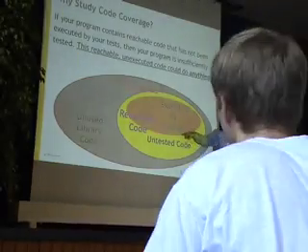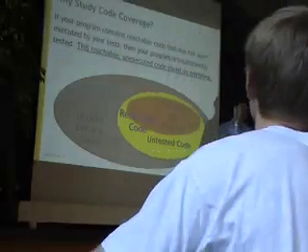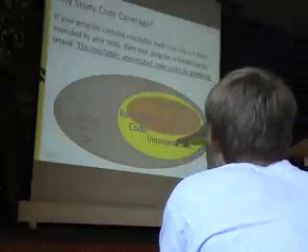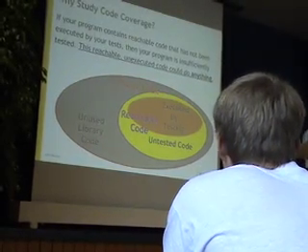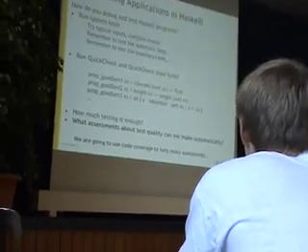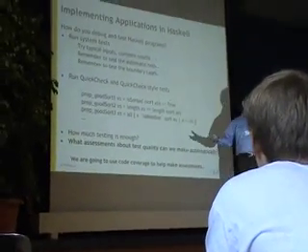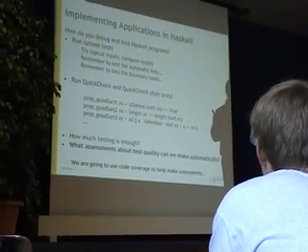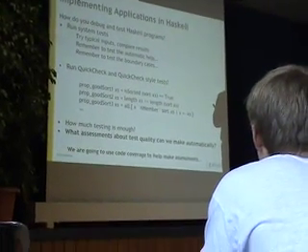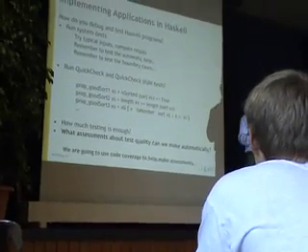And this talk is about trying to identify that yellow part and trying to see if there are changes we could make to shrink that yellow part or identify the problems inside there. So when you write an application in Haskell, there are basically two different approaches to testing it. This is actually not unique to Haskell. Any application has this.